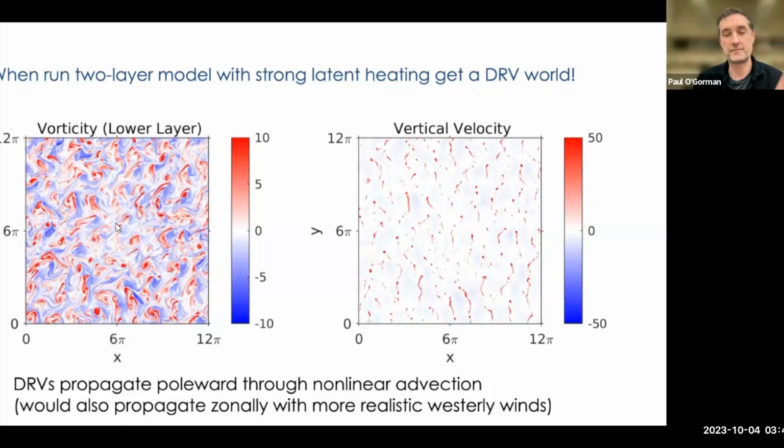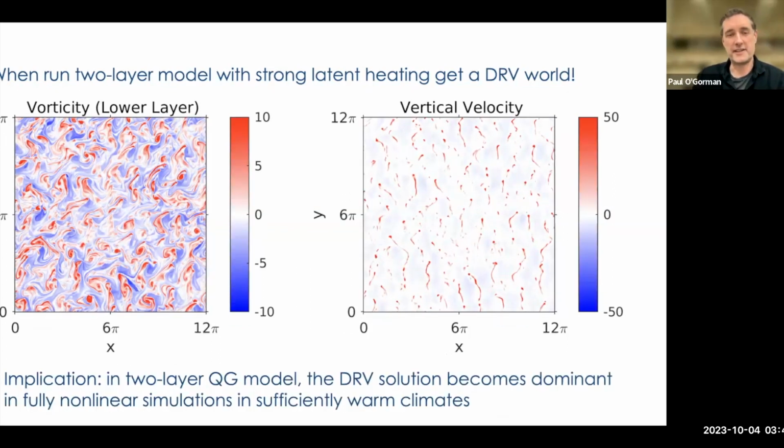You have a positive PV in the lower layer, it's offset from a negative PV in the upper layer, and they both induce velocities on each other that tend to push them north. So that's what we would expect. And if we had more realistic base state winds, they would also go to the east.